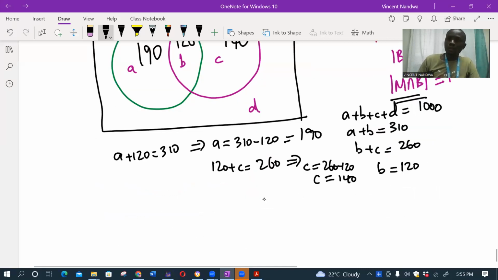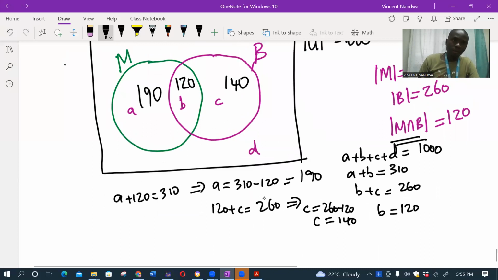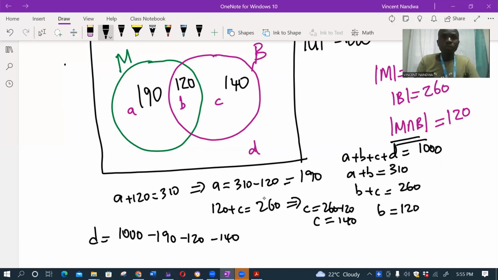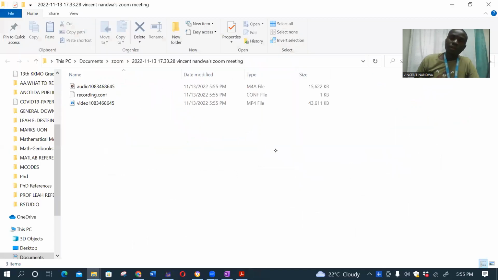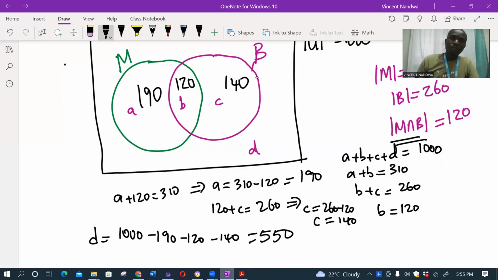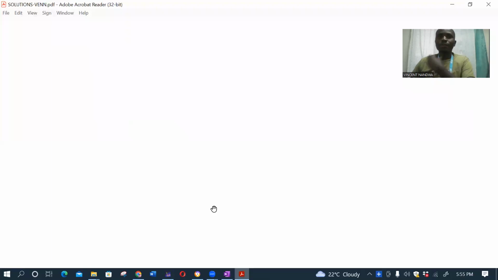Now D will be total, which is 1,000, minus 190, minus 120, minus 140. Which is 550. So D is giving a total of 550. So that's a complete Venn diagram. Then with the Venn diagram, let's see.